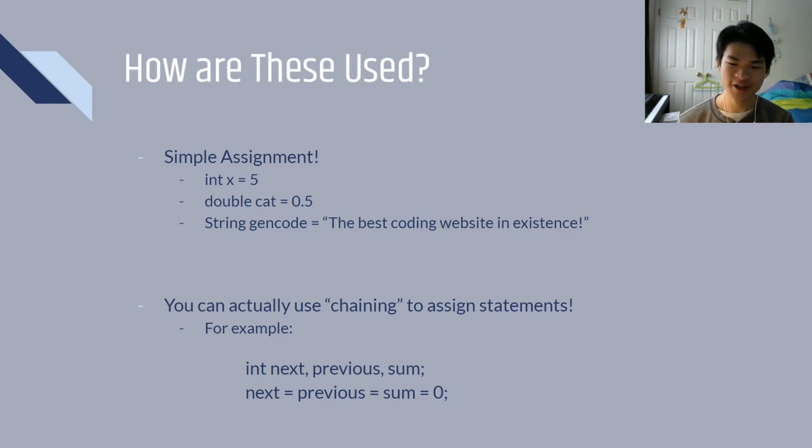You can actually use chaining to assign statements. We're going to get into declaration versus initialization at one point. So in the first line here, we're declaring integer next, previous, and sum, and we can actually initialize all of these using the assignment operator at the same time. So if we say next equals previous equals sum equals 0, we're setting all of these variables to 0.